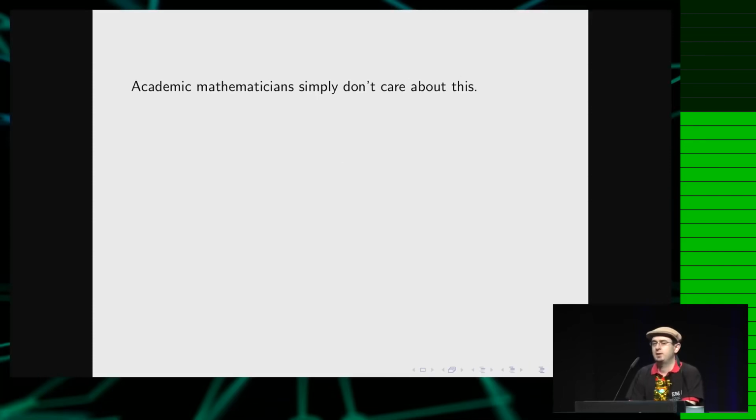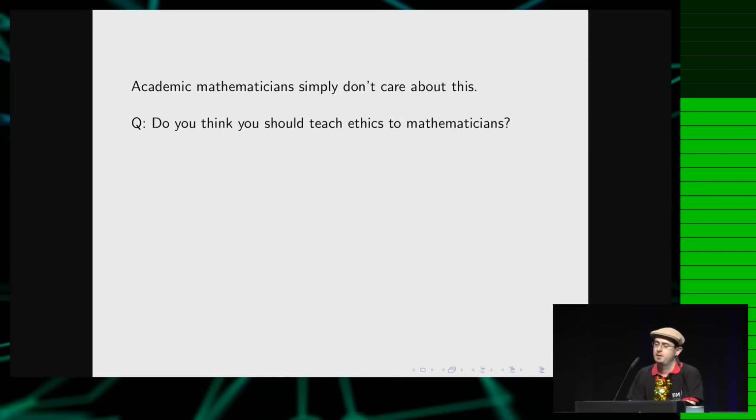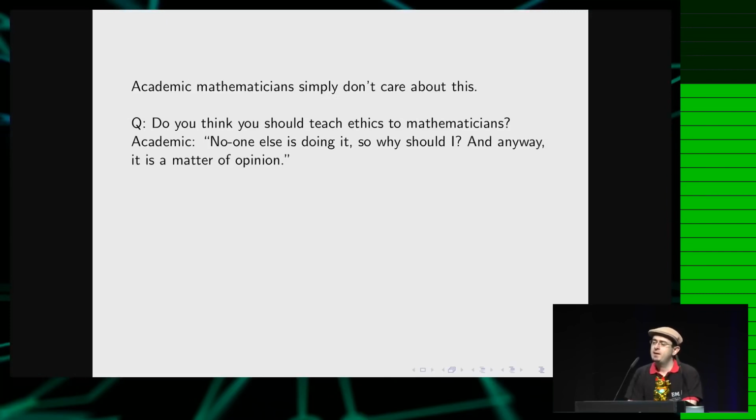So they simply don't care about this. They see it as a waste of their time. I've spoken to some academics and asked one in particular, do you think you should teach ethics to mathematicians? The response was quite clear. Well, no one else is doing it, so why should I? Anyway, it's a matter of opinion. We can't teach ethics to mathematicians because it's not a formula, it's not an axiom, it's just an opinion. We're mathematicians, we don't do opinions, we do exact truth.